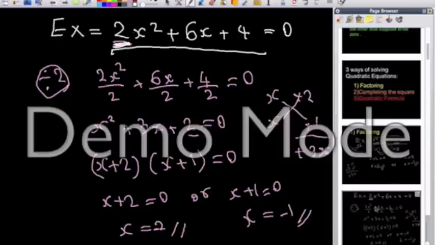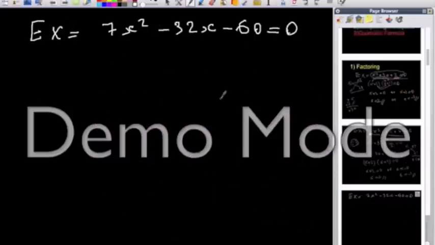But how about if we can't divide it by the a? Okay, let's take a look at another example which we cannot divide the equation by a. In this case we have 7x squared minus 32x minus 60 equals 0. We see that 32 and 60 cannot be divided by the a that we have, which is 7. So we try to solve it with having the 7 there. Okay, so let's factor it.